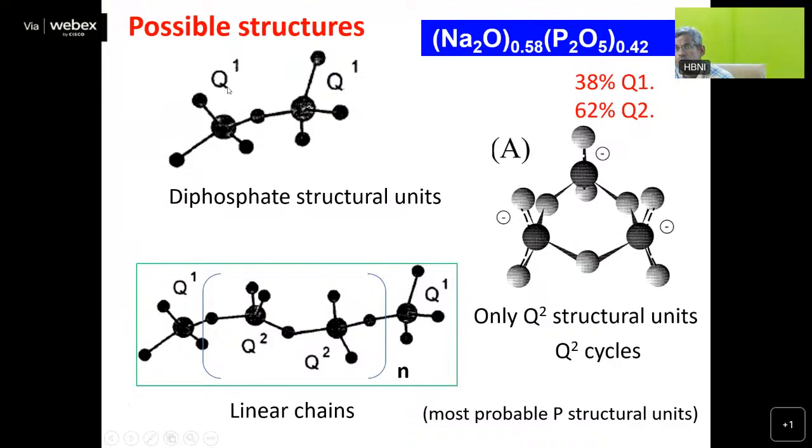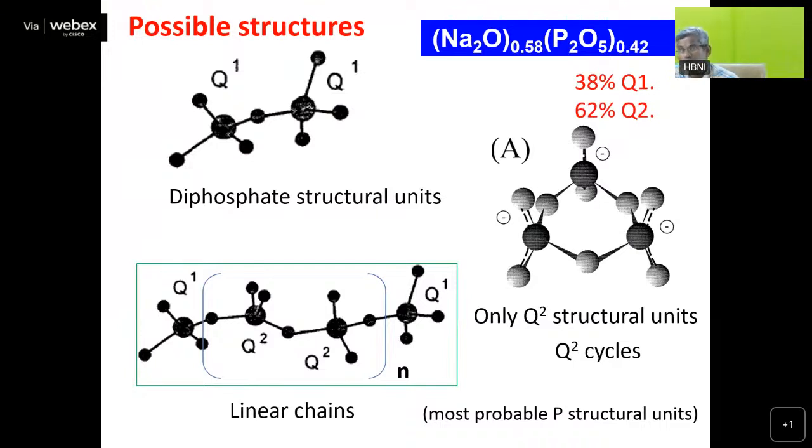But if you have more Q1, suppose you have a glass of only Q1, then definitely we have this type of structural unit. Suppose you assume that you only got Q2 structural units, there is no Q1. Then we have this type of ring possible, correct? Why is the ring possible? Because there is a phosphorus here with 2 bridging and 2 non-bridging oxygens. So they form a ring. So there is no Q1 structural unit, and only a Q2 structural unit is present.